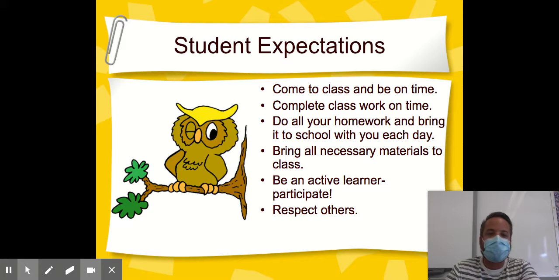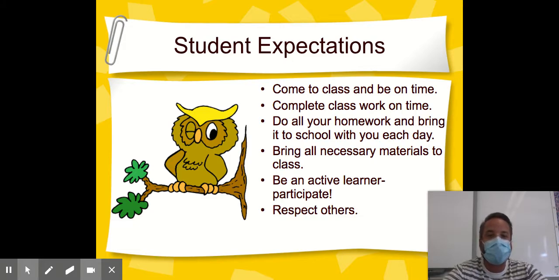Bring all necessary materials. The materials that I require for my class, that list is very short. It's simply a pen or pencil, a writing utensil, your Chromebook, and a folder. That's really it. I don't require a lot of materials because I like to utilize as many apps and programs as I can on the Chromebook in my classroom.